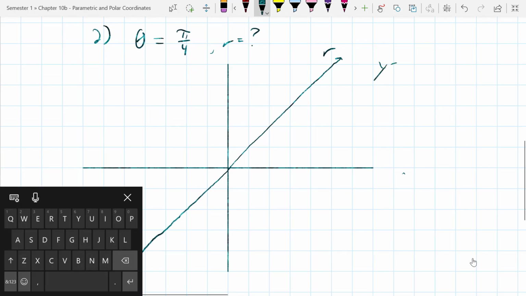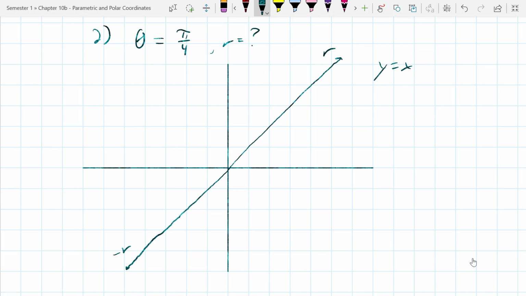And this is obviously the equation y is equal to x. I can get that by knowing that the tangent of theta is equal to y over x. So in this case, the tangent of pi over 4 is equal to y over x, or 1 is equal to y over x. And I get the equation y is equal to x, if you want to convert that.